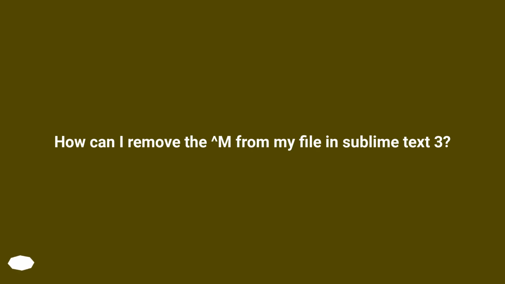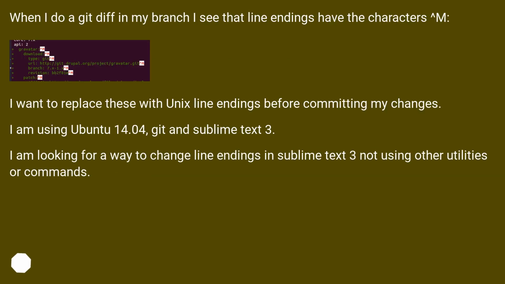How can I remove the ^M from my file in Sublime Text 3? When I do a git diff in my branch, I see that line endings have the characters ^M. I want to replace these with Unix line endings before committing my changes. I am using Ubuntu 14.04, Git in Sublime Text 3. I am looking for a way to change line endings in Sublime Text 3 not using other utilities or commands.